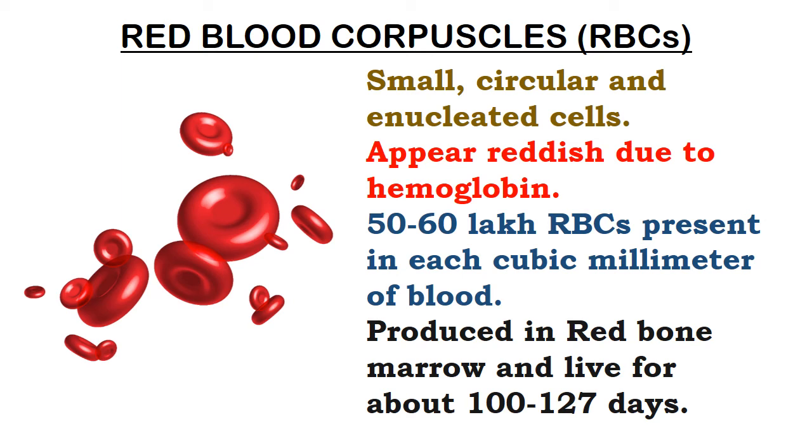Hemoglobin is a red protein which is responsible for transporting oxygen in the blood. Oxygen dissolves in blood due to hemoglobin. 50 to 60 lakh RBCs are present in each cubic millimeter of blood. RBCs are produced in red bone marrow and live for about 100 to 127 days. Red bone marrow is found in the center of most of the bones and has many blood vessels.